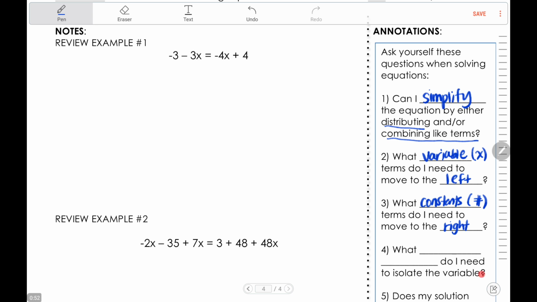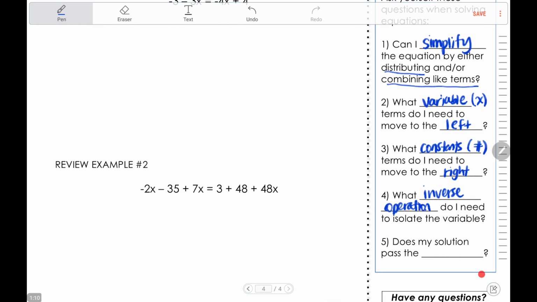Okay, so once you identify everything that needs to move and where they need to go, we need to ask ourselves what inverse operations we will need to isolate the variable and to sort the variables and constants, just like in our questions 2 and 3. And lastly, does my solution pass the check? You always check at the end to double check that your solution is correct.